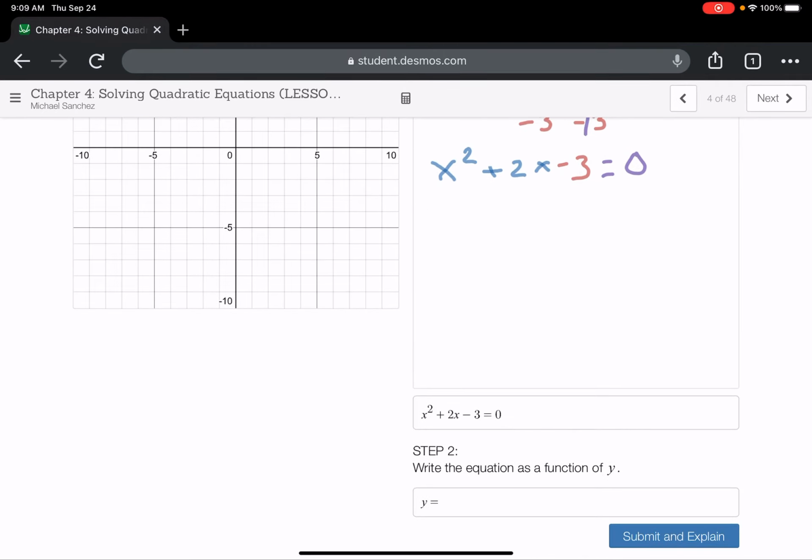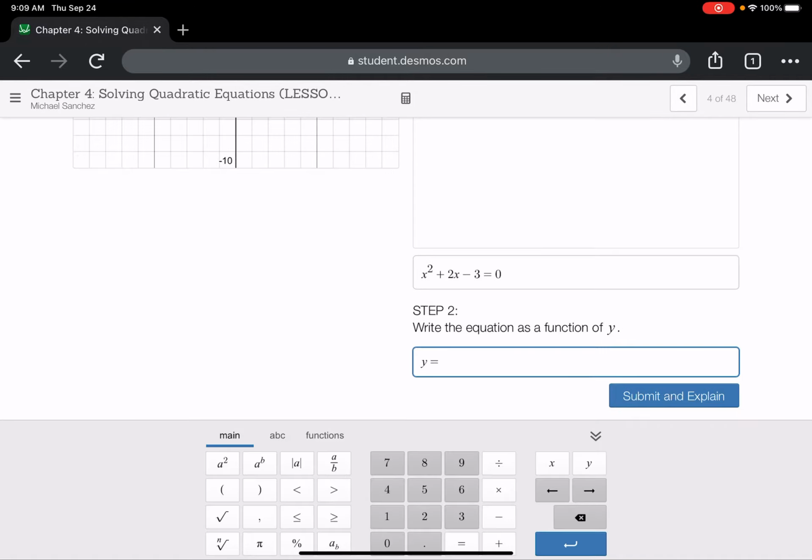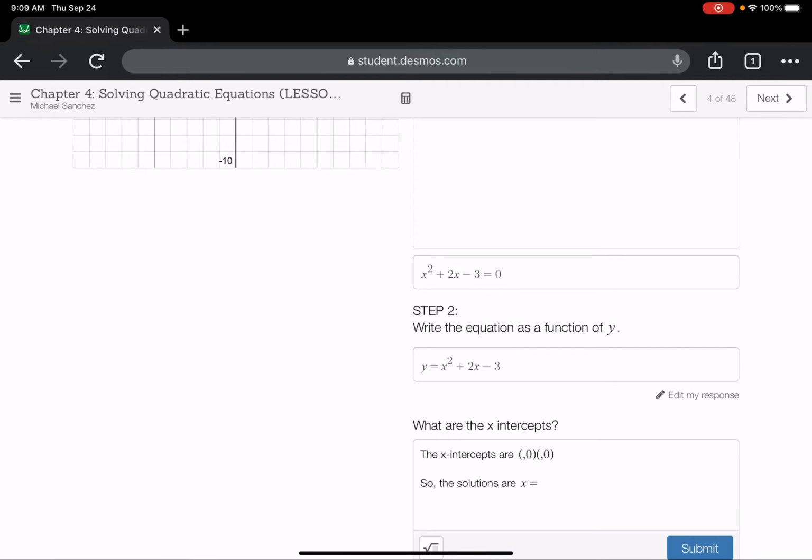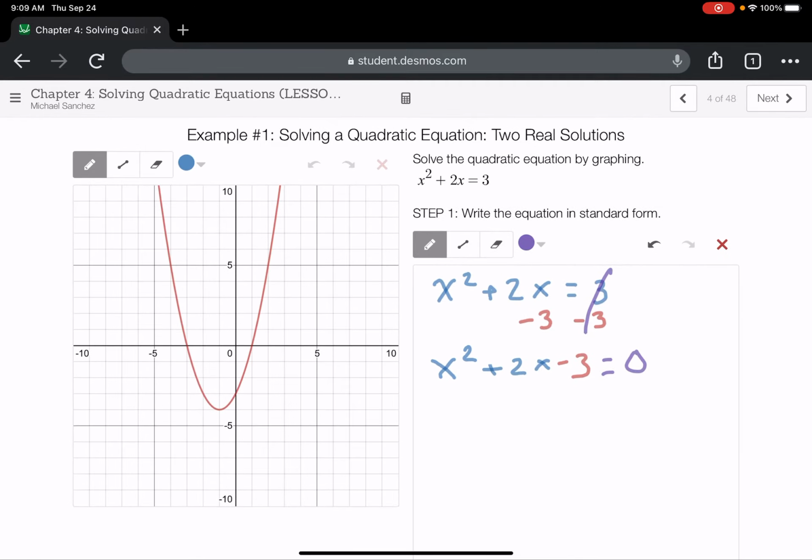Step 2 is to write the equation as a function of y. So write the related equation. I'm going to take all the left side of the equation and write that right here as a function of y. Basically I'm just writing the same exact thing without the 0. Once I type that in, that's going to give me this graph.